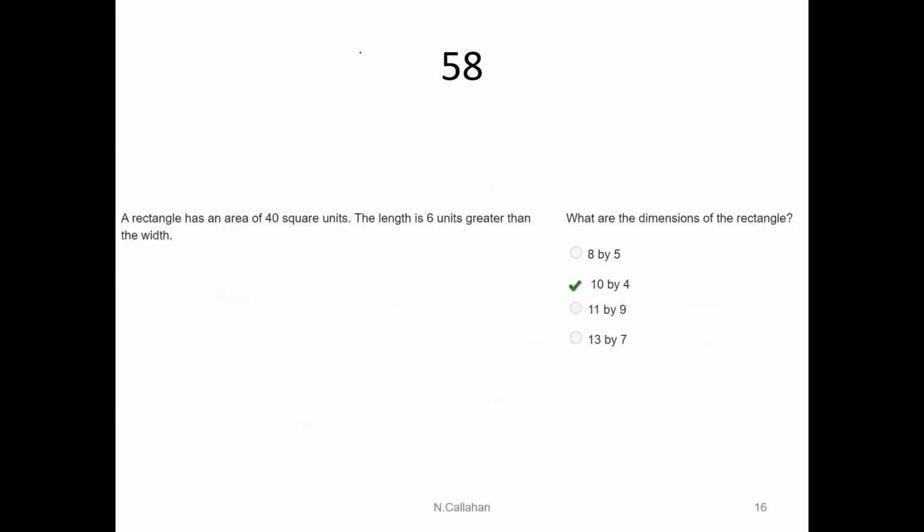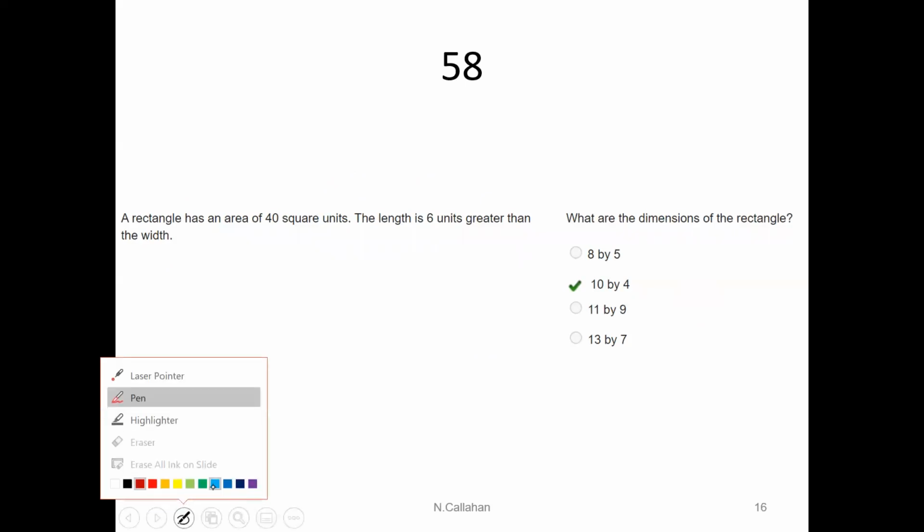Number 58. Go ahead, take 30 seconds and read the question. You might want to draw yourself a rectangle if you need it. What shape are we looking at here?